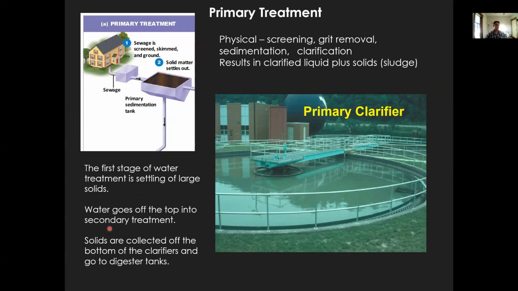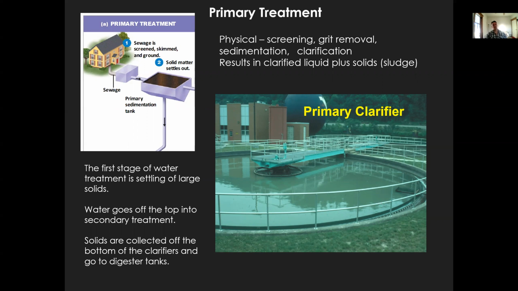And then water goes off the top to the secondary treatment. Again, similar to the previous example, once these solids have settled out, you will take water from the top and move that to the next secondary treatment. And then these solids are collected off the bottom of the clarifiers, and then these go to digester tanks. Important to note that this process is pretty effective because it removes about 40 to 60% of suspended solids from the wastewater. And flocculating chemicals can increase this removal even more, and can also sometimes be added during this stage.